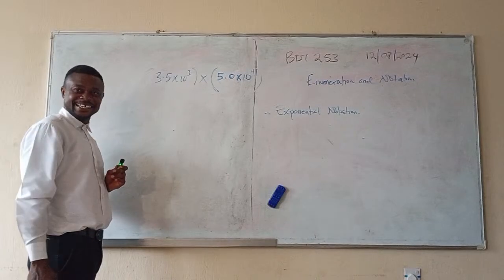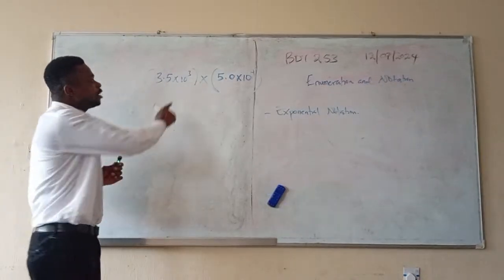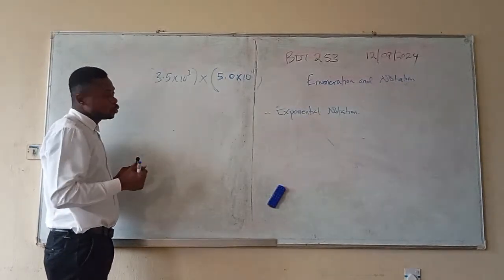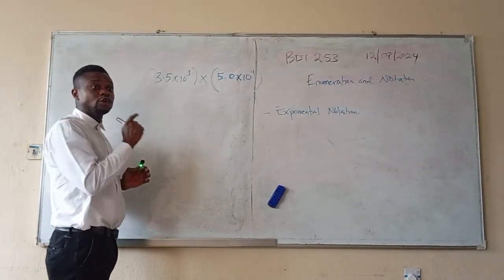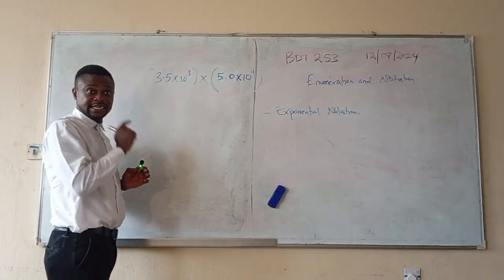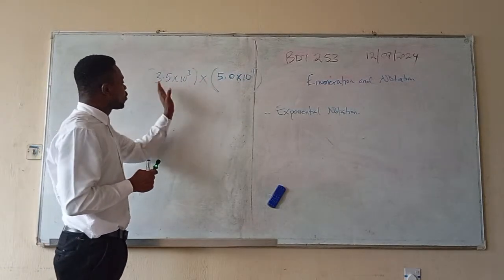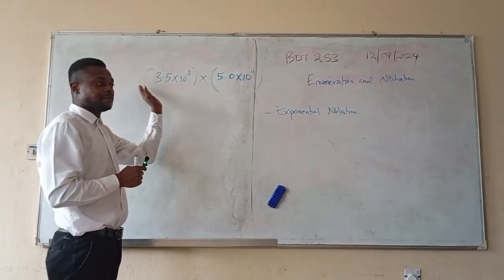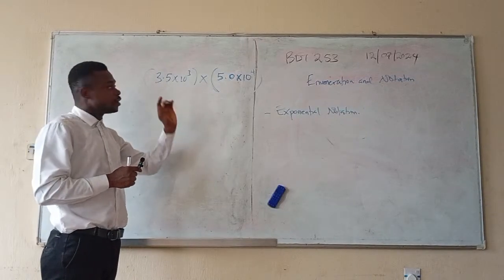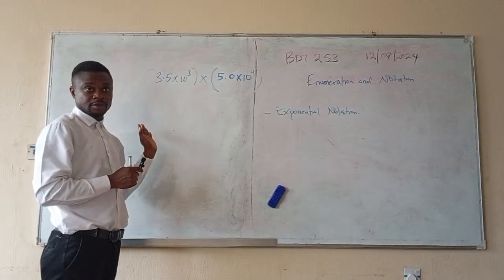3.5 times 10 to the power 3 times 5.0 times 10 to the power 4. Now, here you don't need to equate anything. Am I correct? Yes. All you need to do is apply laws of indices here. These coefficient parts, the first parts, multiply them as normal multiplication, but the powers, you follow laws of indices. Simple. It's not difficult.